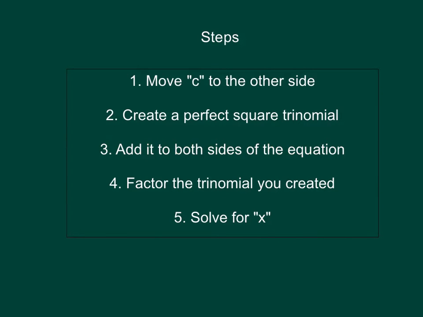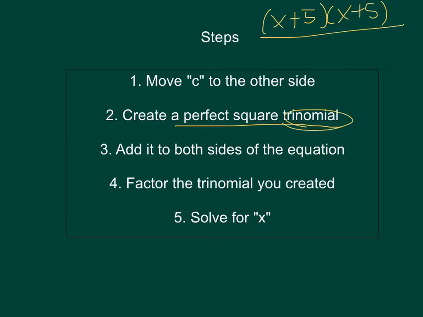So here are the steps to completing the square. They'll make more sense when we do them together, but you can write them down if you want to. Move c to the other side, create a perfect square trinomial. Remember, a perfect square is something where your binomials are the same. A perfect square trinomial is what you get when you've FOILed it out, like x squared plus 10x plus 25. So that's what we're going to be creating.